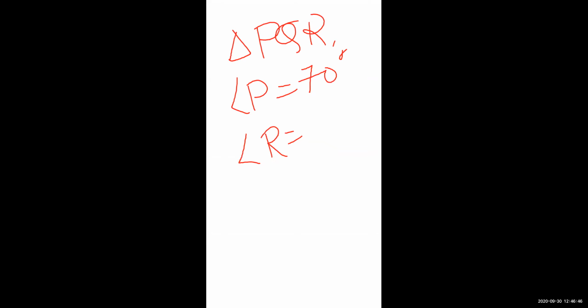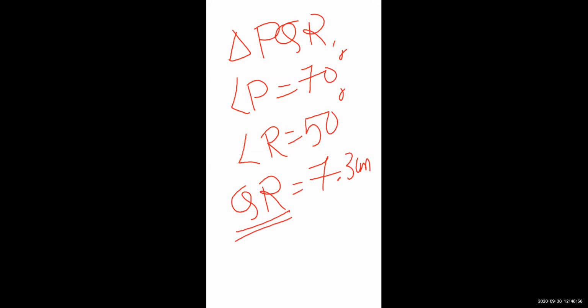Triangle PQR. In that, angle P is 70 degrees, angle R is 50 degrees, and side QR is given as 7.3 centimeters. Now side QR is given and angle R is given. What about angle Q?